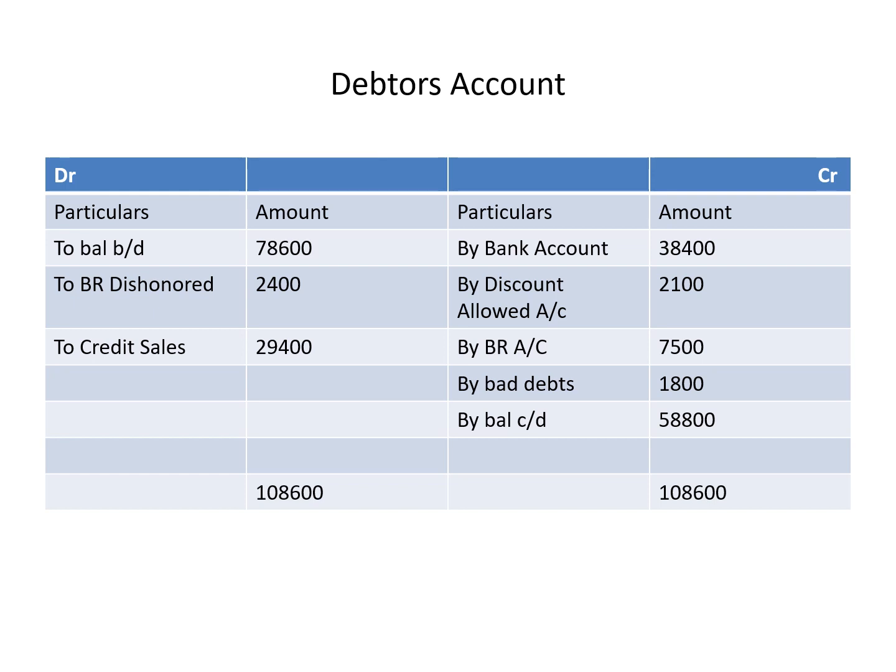So we have prepared the debtors account here and made the entries. So opening balance is taken as 78,600, closing balance is 58,800, and cash received is 38,400, discount allowed 2,100, BR received is 7,500, bad debts given is 1,800. We also have dishonor given 2,400. So when we make the entries accordingly, we get the credit sale of rupees 29,400.